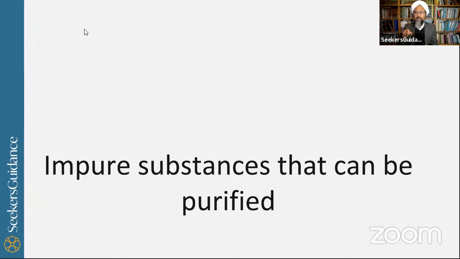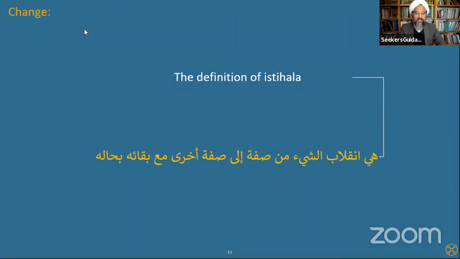If you come across a dead animal along the roadside, then that animal and all of its parts are considered to be impure. Is it possible for us to purify parts of that animal like the hide? Those are questions which we are going to answer bi'idhnillah subhanahu wa ta'ala in reading through impure substances that can be purified. So the first issue would be that if you're going to purify something, it means that that particular substance needs to go through a change.